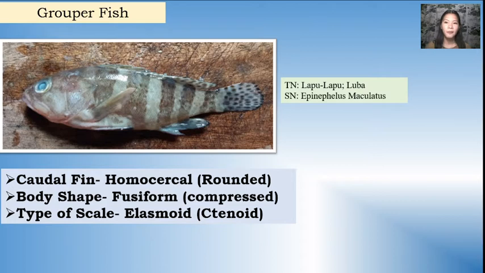Epinephelus maculatus. Ang kanyang type of caudal fin is homocercal or rounded. Yan, nakikita naman na rounded yung kanyang form, and the type of scale niya is elasmoid, ctenoid. Yung body shape niya is fusiform, and then type of scale niya is elasmoid, ctenoid. And then yung tail niya is yan, rounded, parang pa-rounded yung shape.